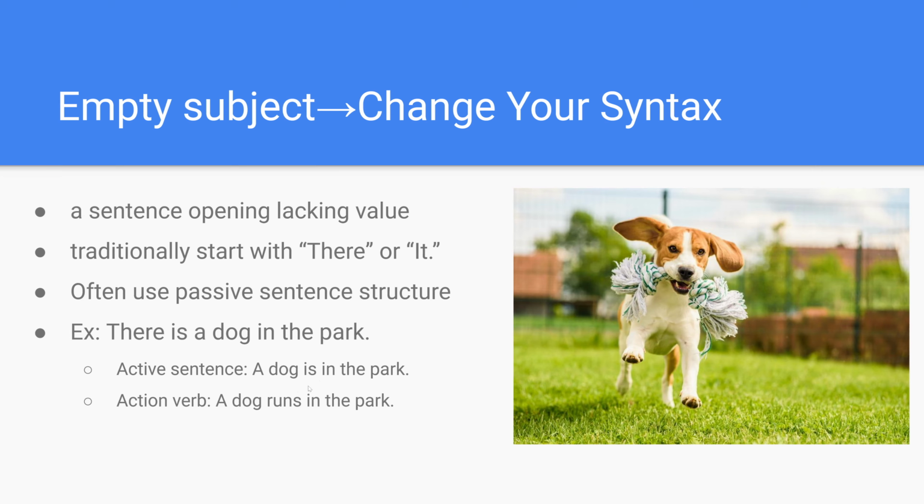So by changing our sentence structure and putting a dog as our subject, we have a state of being verb in there, and we know what's going on with the dog. Then we can create an action verb sentence. So not only is it active, where the subject, the dog, is doing the acting, we also have the dog performing an action instead of a state of being now. We can say a dog runs in the park, or a dog ran in the park. And then we can say specifically what the dog did when it was in the park.